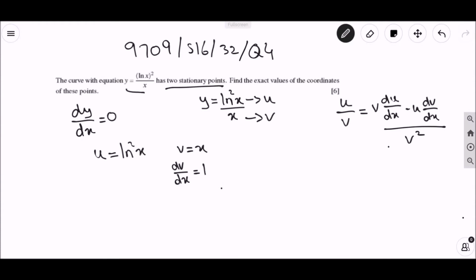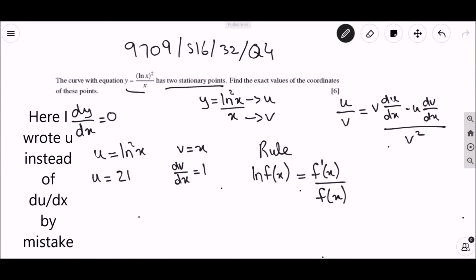Now we are going to find the derivative of u. The rule for finding the derivative of a ln function is this. This is the rule which we use: the derivative of the function divided by the function. Now the derivative of u would be 2 ln x divided by x.